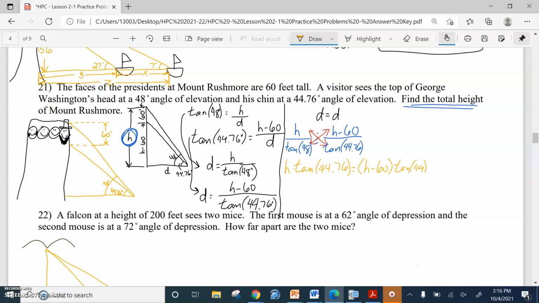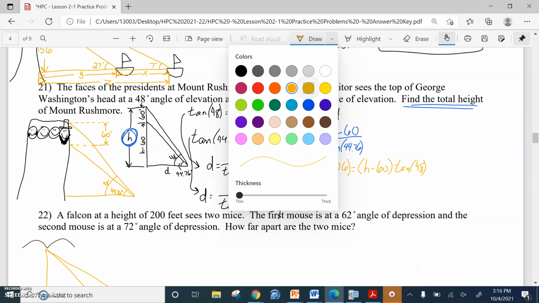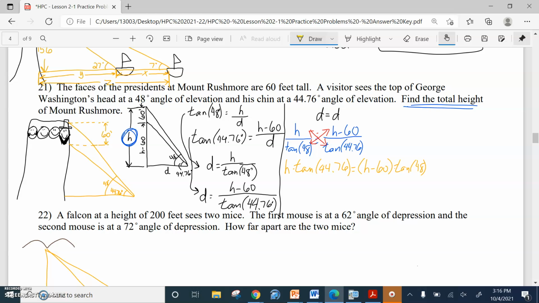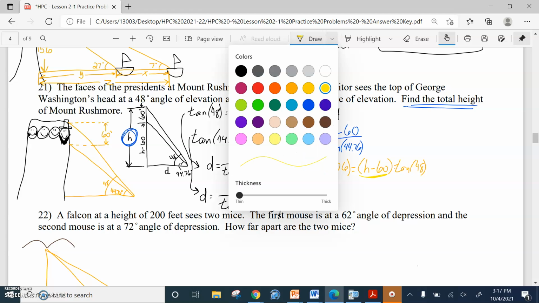What did I do wrong? Oh, that's why. h tangent of 44.76 is equal to h minus 60 tangent of 48. See, I didn't need to shorthand anything. So at this point, we have h on both sides of the equation. One of it's even inside of parentheses. The next step we have to take is we need to get this divided out. We need to get h by itself, and right now it's in some parentheses.